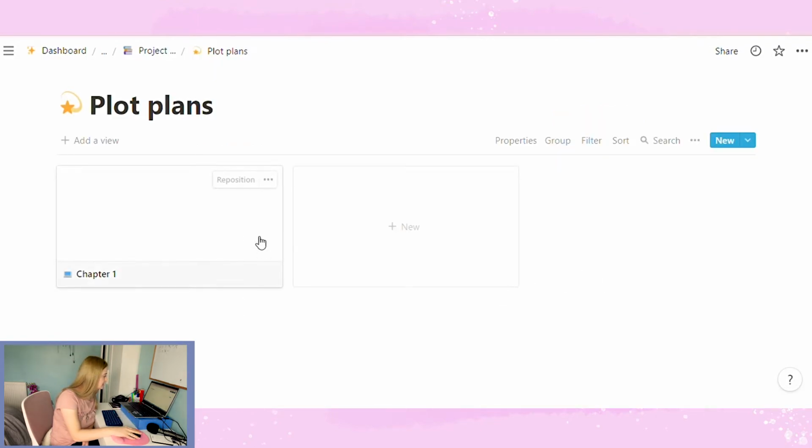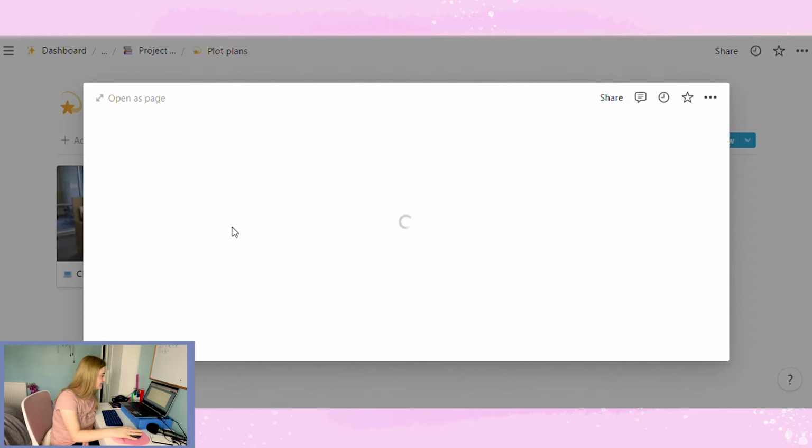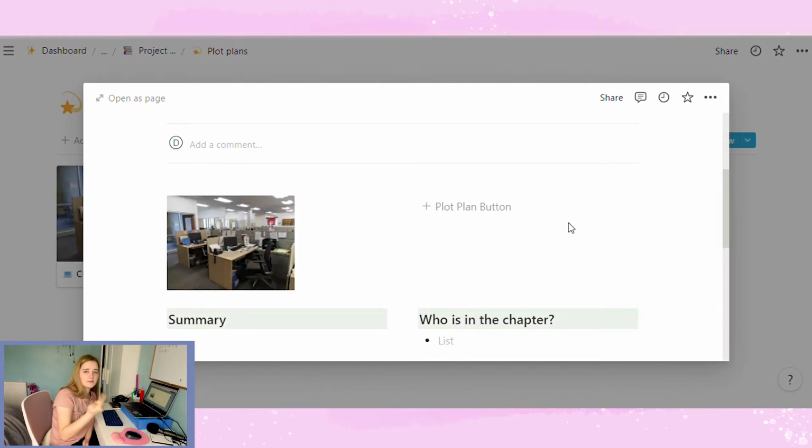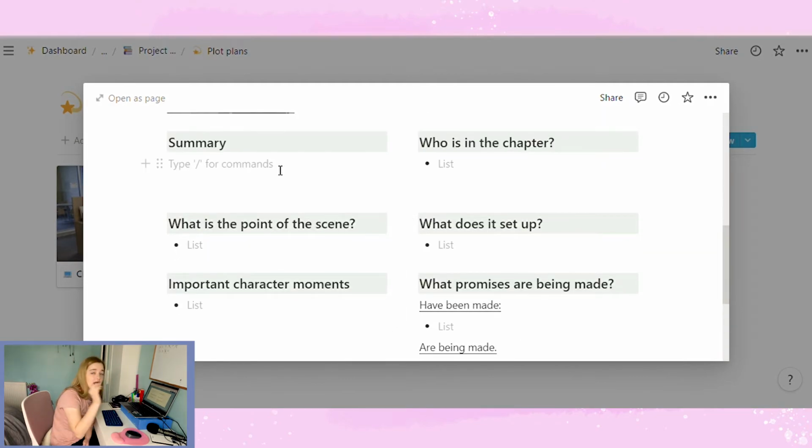Now my plot plans, they're my saving grace, and this is things I've taken mostly from other writers. So I will summarize what I think should be happening in the chapter. I will also list who is in that chapter. It just focuses the mind on, right, we need to do this, we need to do this, we need to do this. This is an amazing question to ask yourself.